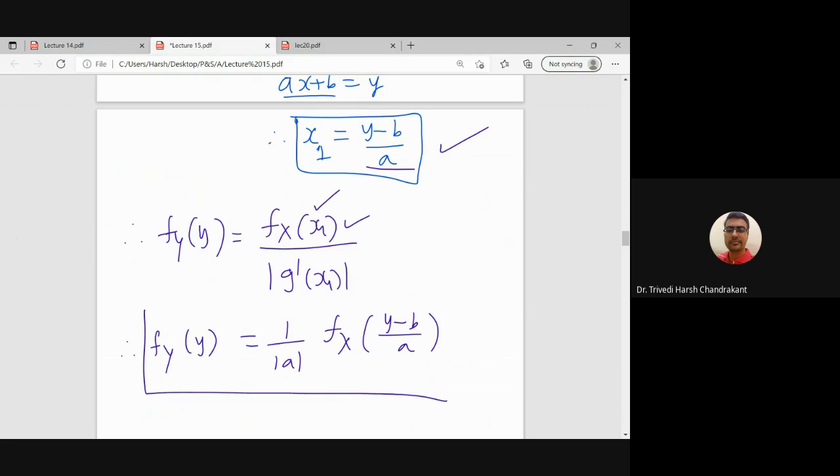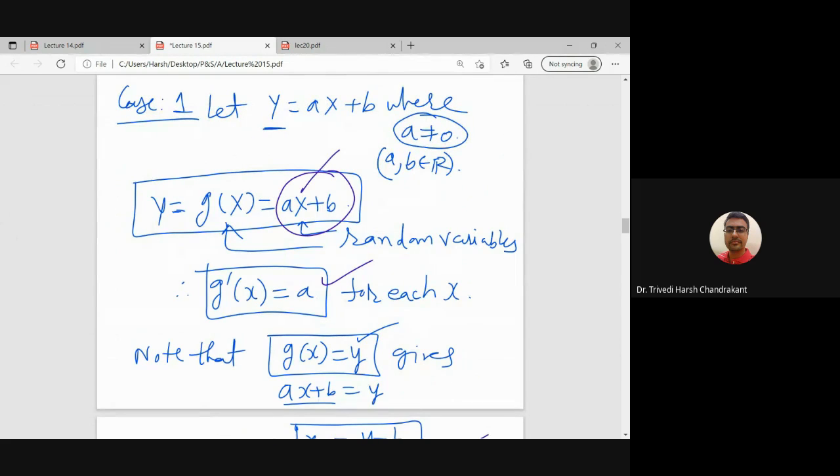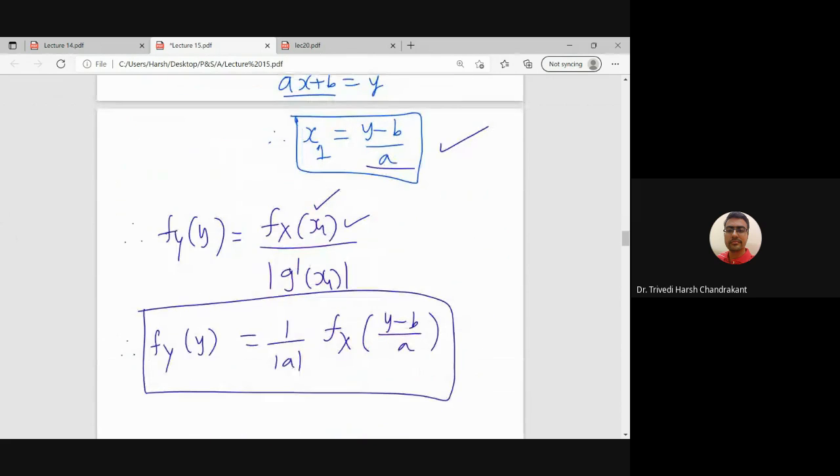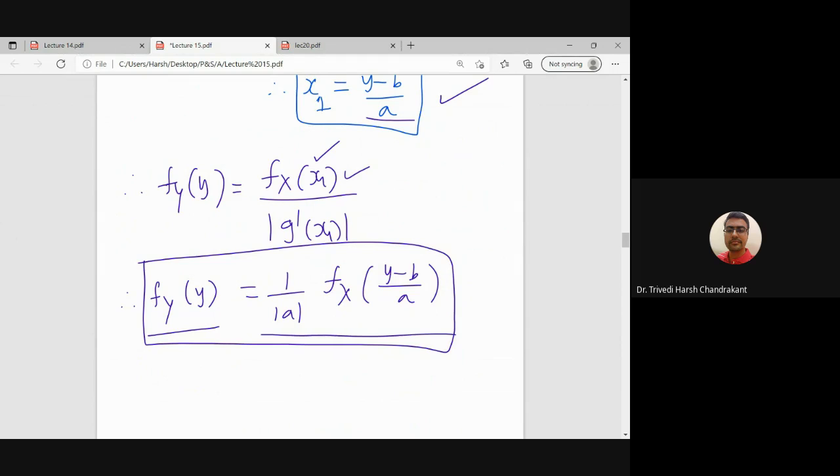So what does this represent? This represents that if we are given the random variable x, which may be binomial or geometric or normal, whatever, and if we define a new random variable, which is a linear random variable, using the linear equation, then the PMF of this linear random variable can be found using the PMF of the given random variable x. So we have found this formula now. Case 2 we'll discuss later.